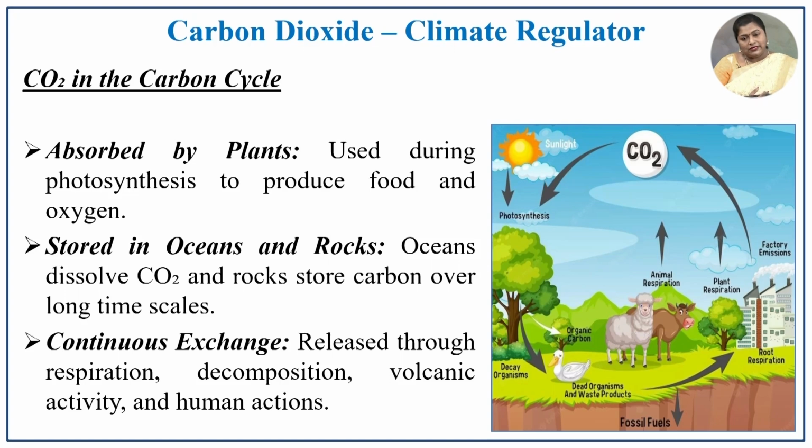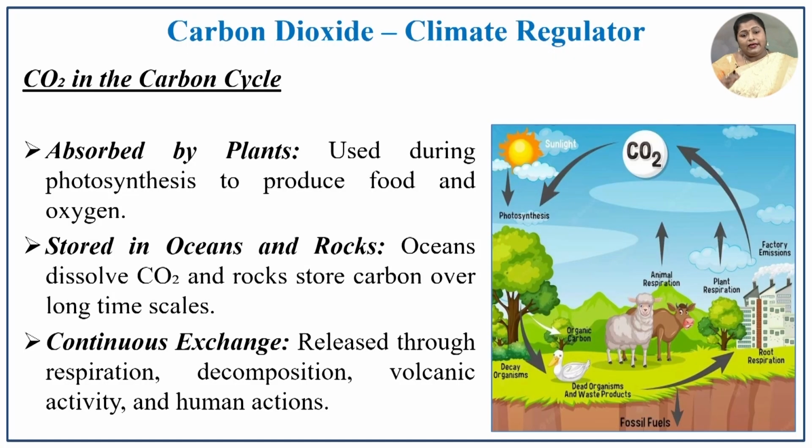That is, carbon dioxide is absorbed by the plants. During the photosynthesis process, it produces food and oxygen with the help of the carbon dioxide, and this carbon dioxide is also stored in the ocean. That is, it dissolves the carbon dioxide and it is also stored in the rocks for long time scales. And there is a continuous exchange of this carbon dioxide which is released through the respiration.